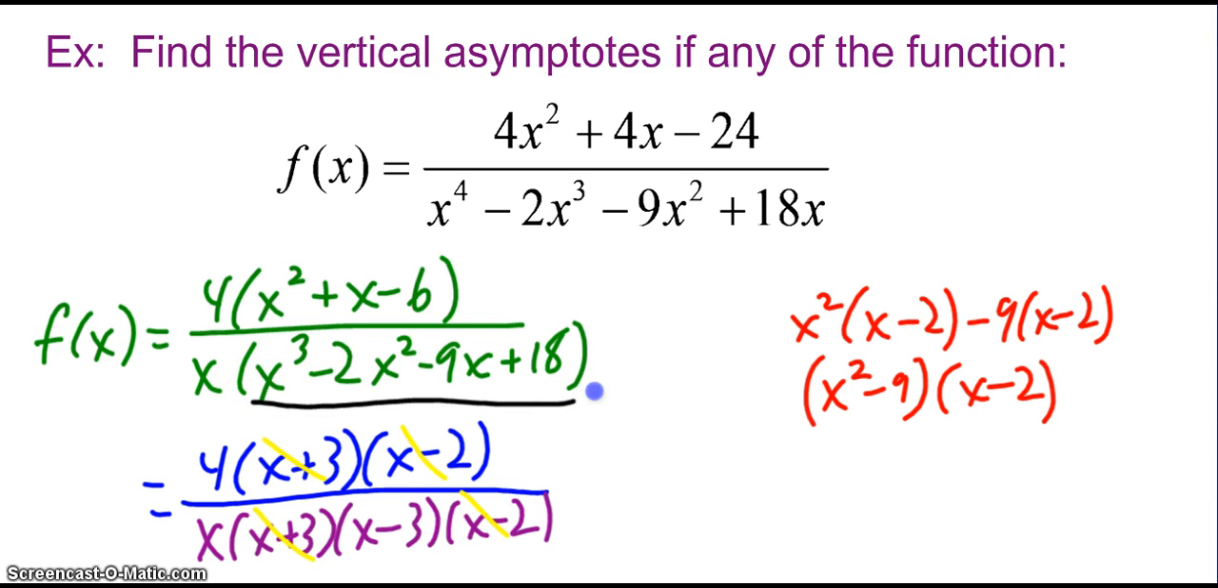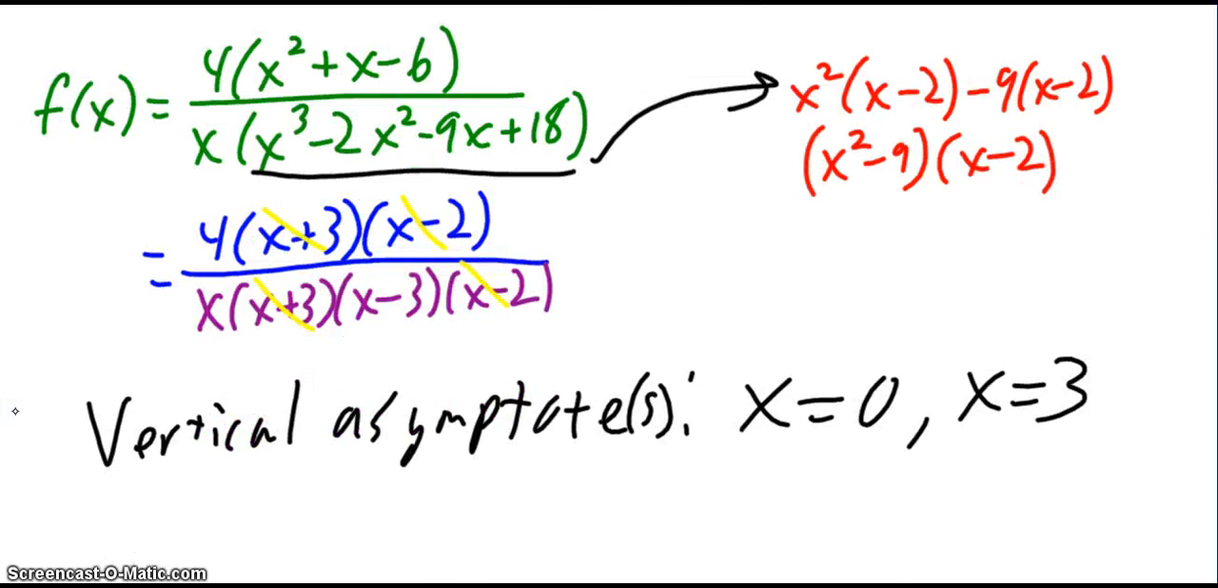I factored this over here to the left, so you can see that if you aren't sure how I came up with these factors, but I factored by grouping. So I end up with 4 times x plus 3 times x minus 2 over x times x plus 3 times x minus 3 times x minus 2. Since the x plus 3's and the x minus 2's cancel, those are holes, not asymptotes. But I'm left with x and x minus 3 in the denominator, therefore I have vertical asymptotes at x equals 0 and x equals 3.